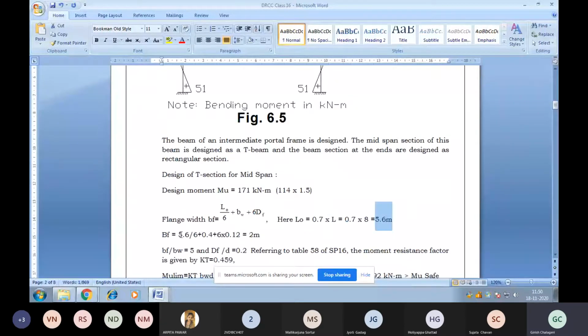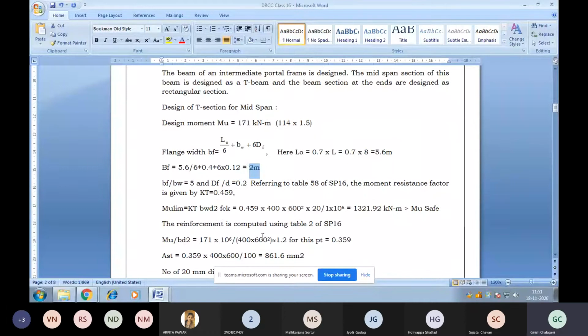Substitute all the values in terms of meters. We get the width of the flange as 5.6 divided by 6 plus 0.4 plus 6 times 0.12, which gives 2 meters. 2 meters is the requirement of flange width while we design as a T-beam. But in this case the length will be more. So substituting these values and referring to Table 58 from SP16, we can get the resisting moment factor, given as KT equals 0.459.